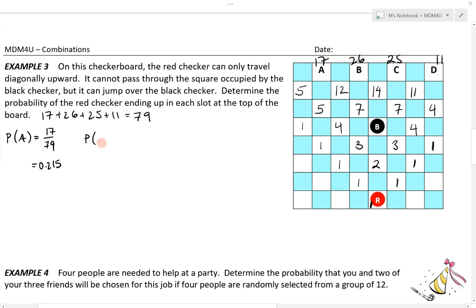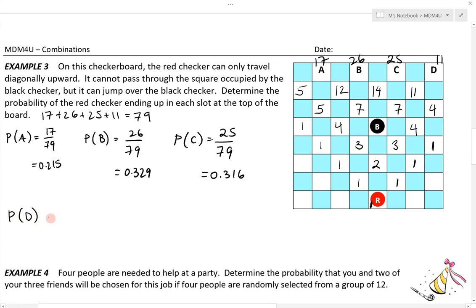The probability that the checker is going to get to B would be 26 out of 79, or you could say 0.329. The probability that the checker is going to get to spot C is going to be 25 ways to get there divided by 79 total paths, which is 0.316. And the probability that the checker will get to D is equal to 11 out of 79 total paths, which is 0.139.